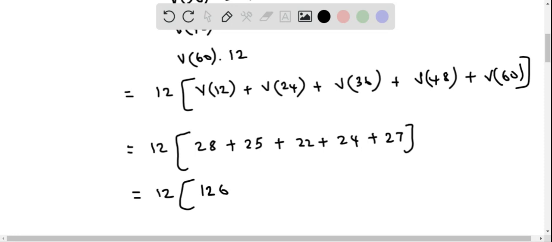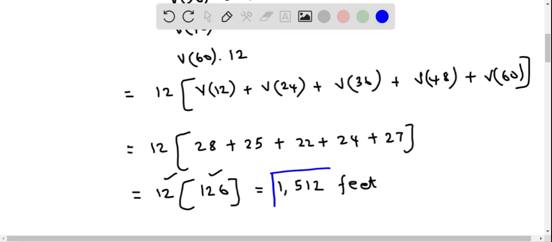In doing so, we get 126. So we multiply 126 with 12, and we get 1512. This is in feet. So this is the distance traveled by the motorcycle using the right-hand estimate.